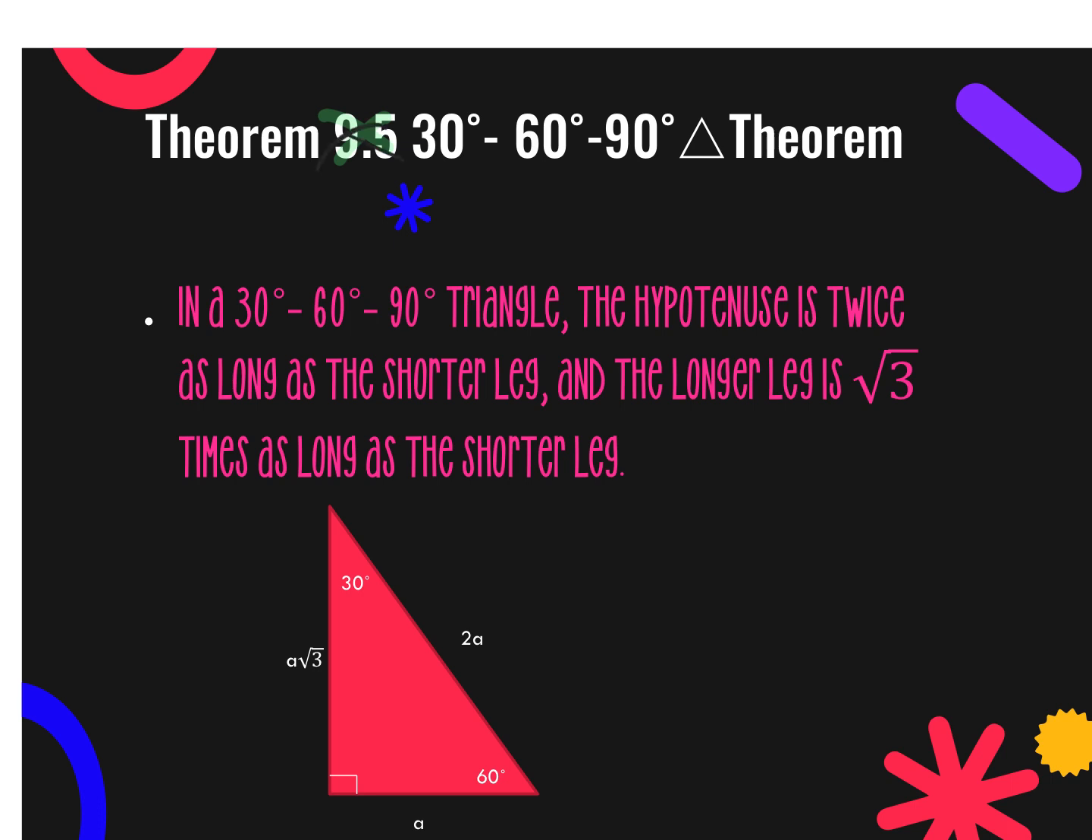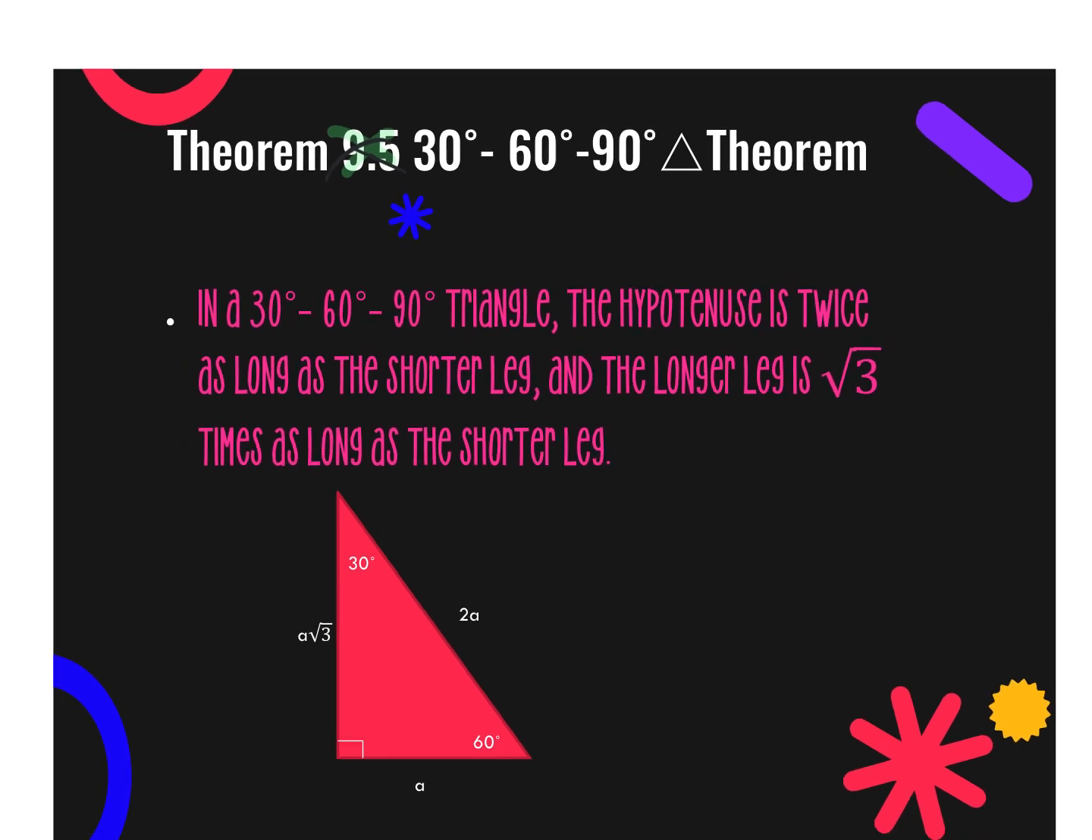And what this one states is that in the 30, 60, 90 triangle, the hypotenuse is going to be twice as long as the shorter leg, and the longer leg will be square root of 3 times as long as the shorter leg. Now, if you remember back to your triangle inequality chapter, the smaller the angle, the side across from it is going to be the shortest side, or the biggest angle will always be across from the biggest side.